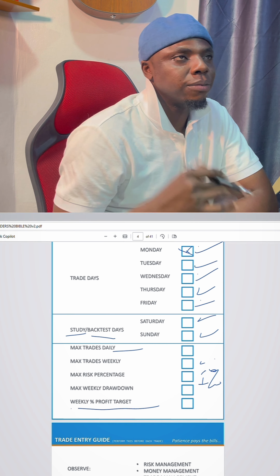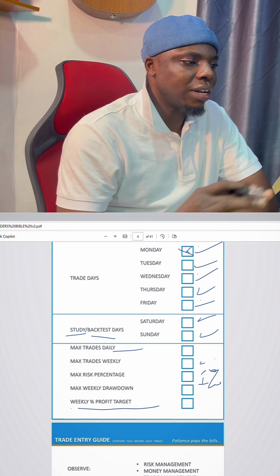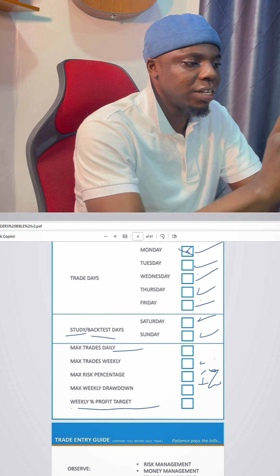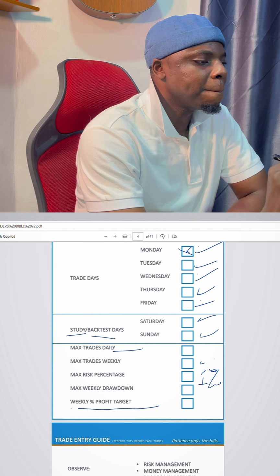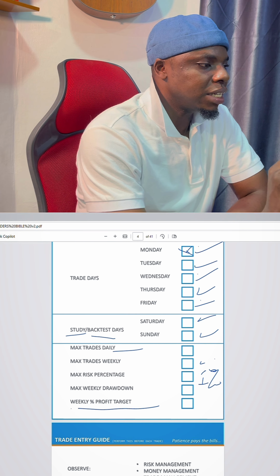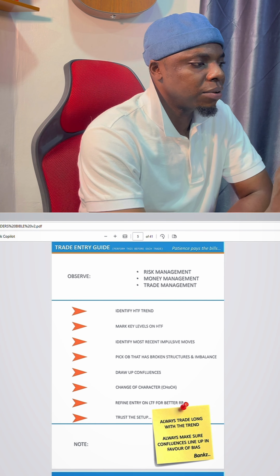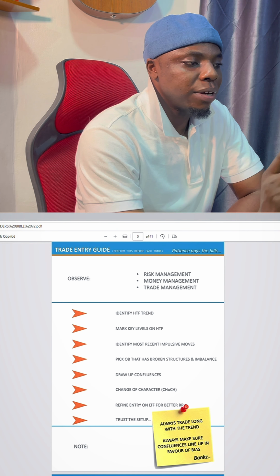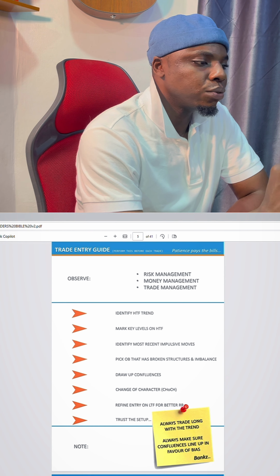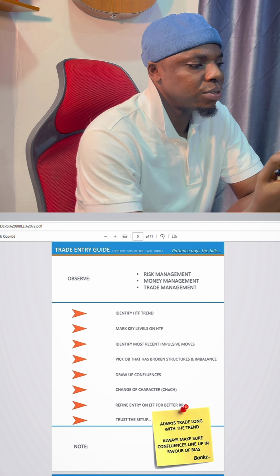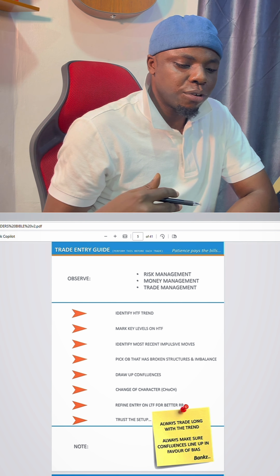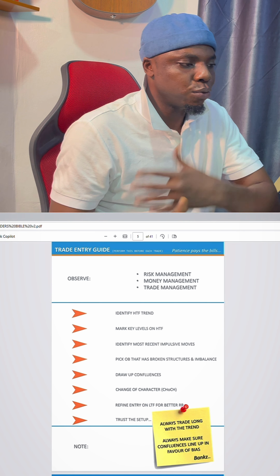So depending on the kind of trader you are, that would determine what you'll be doing with respect to this management area. And let's go to this level, which talks about observe. We see risk management, money management, and also trade management. With respect to this, the market is about a rule-based system.